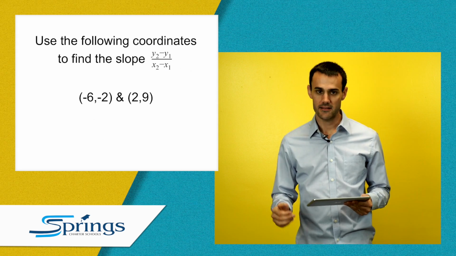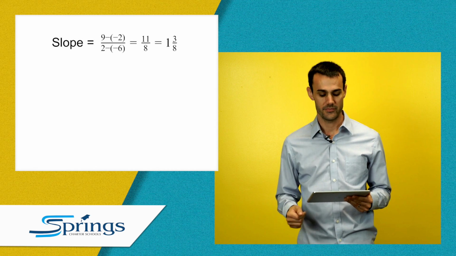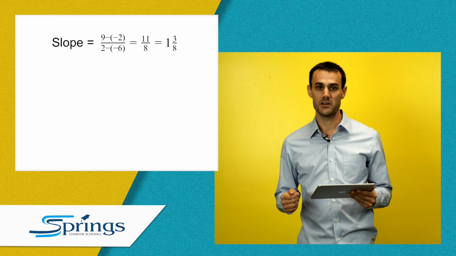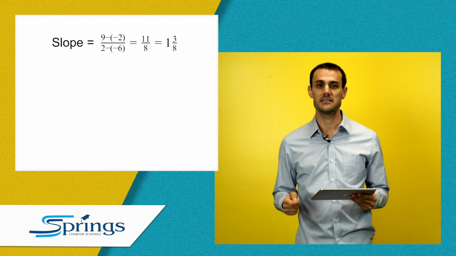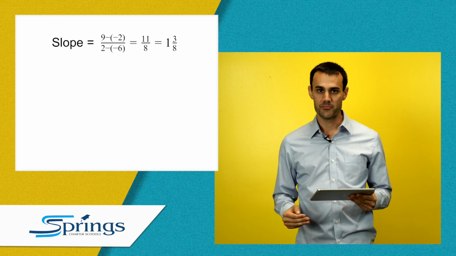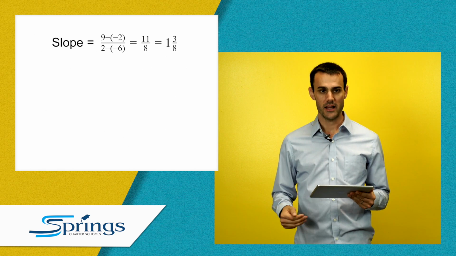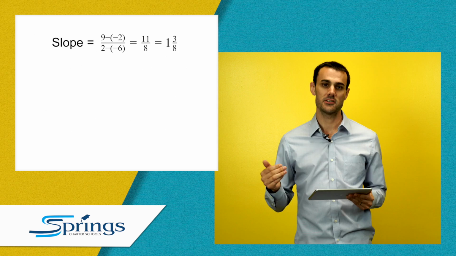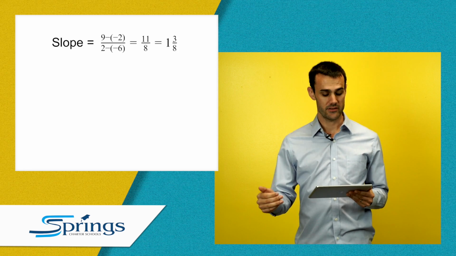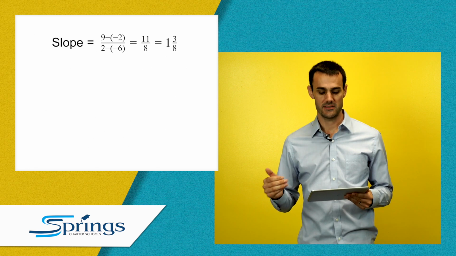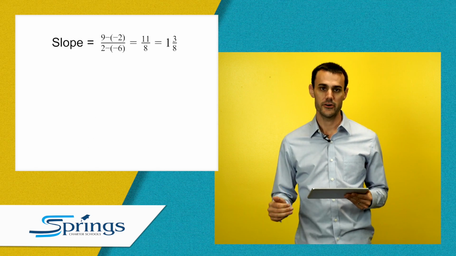All right, did you get it? Let's check. I've inserted the numbers here into the formula. I have on my y values 9 minus -2, my x values 2 minus -6. Now remember, we do something interesting here when we have a minus a negative. The minus sign and the negative sign actually turn into an addition sign. So 9 minus -2 makes +11, and 2 minus -6 actually turns into +8. So my slope is 11/8.